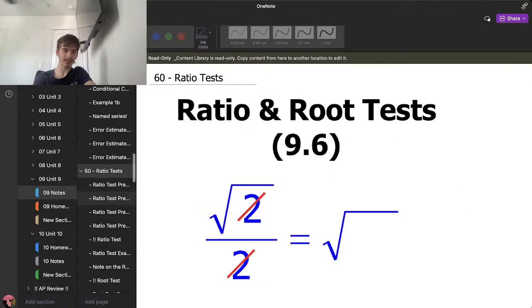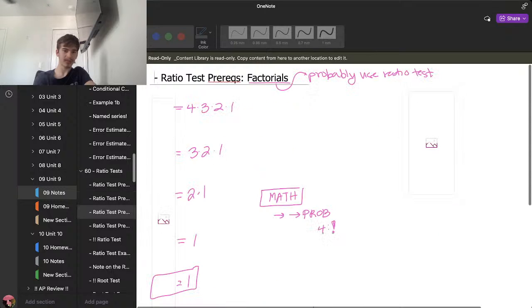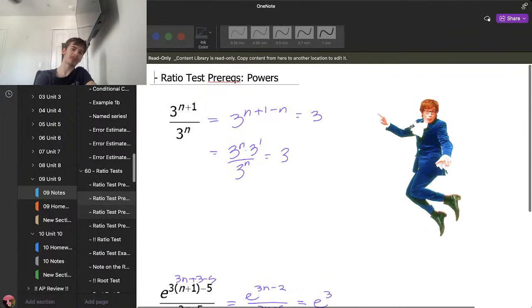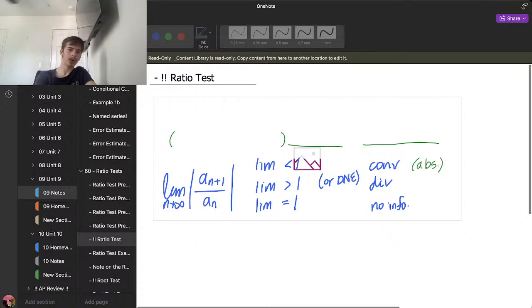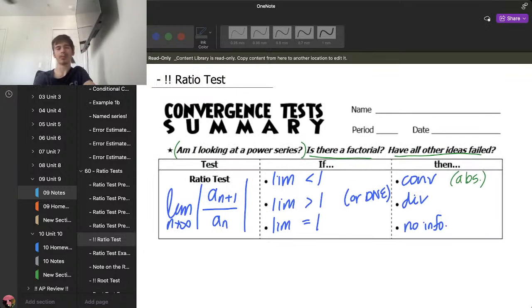Ratio test. You need to know limits, powers, factorials. Everything appears in the ratio test. Limit as n approaches infinity of absolute value of a of n plus 1 over a of n. If the limit is less than 1, it converges absolutely. Oh, I did not know that. I guess that makes sense, actually. If the limit is greater than 1, or does not exist, it diverges. If the limit is equal to 1, then no info.